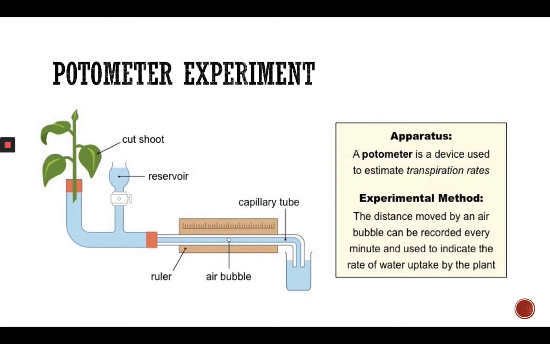So here we have the potometer experiment. It's the apparatus used to estimate transpiration rate. We take the leafy shoot fitted tightly through a hole in a rubbery stopper, as you see here, and there's a reservoir and a graduated capillary tube, and a bubble in the capillary tube marks the zero point. As the plant takes up water, the bubble will move along the capillary tube, and the progress of the bubble can be monitored by recording its position over time.